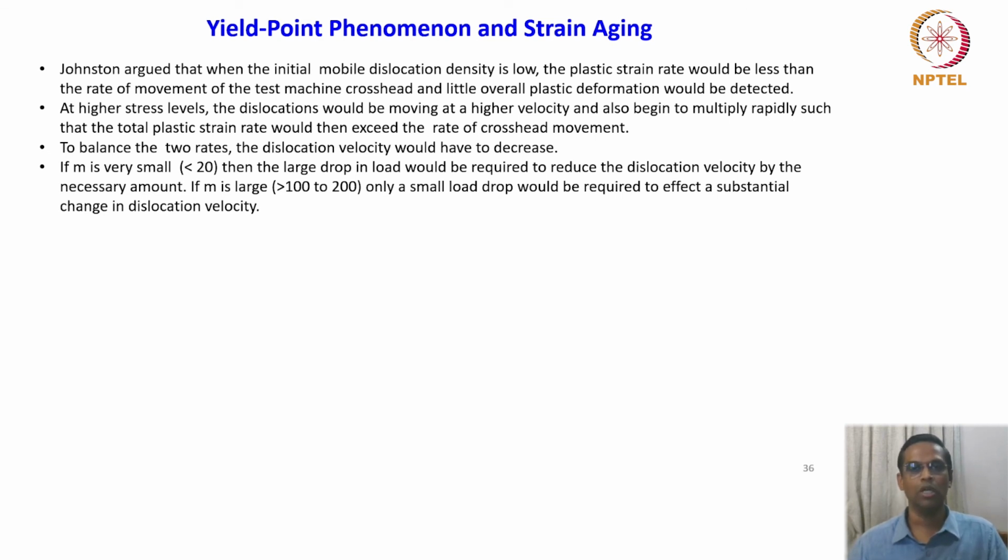Okay, I just want to bring in the context of the yield point phenomenon. You should not think that this applies only to steels and low carbon steels. It is there in all the other materials, but people have given different types of interpretation and explanation, which is quite interesting as well. So for large m values, the load drop will be much smaller. That will compensate the dislocation velocity.